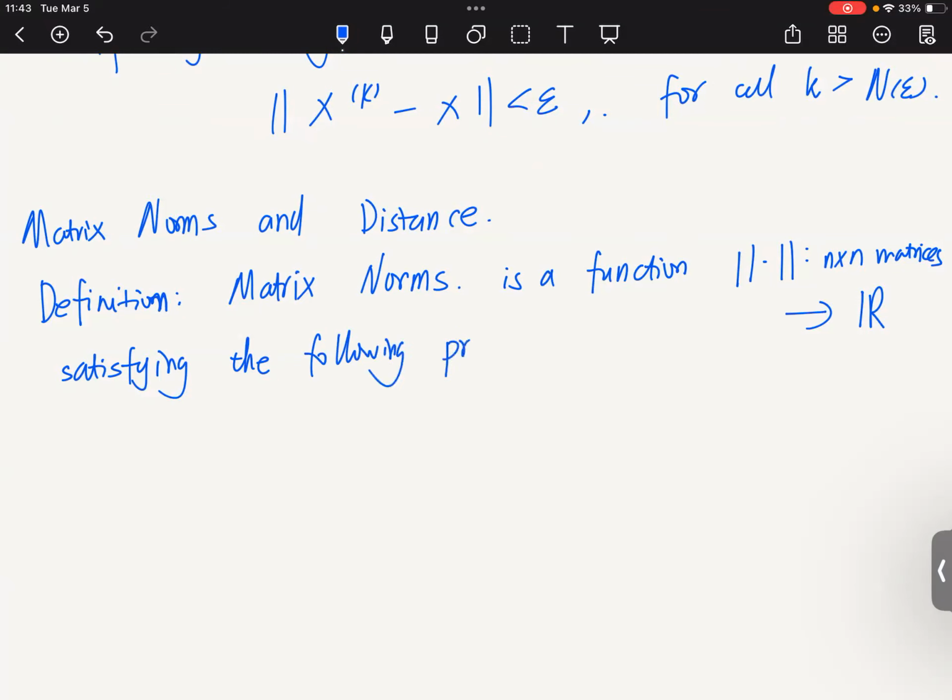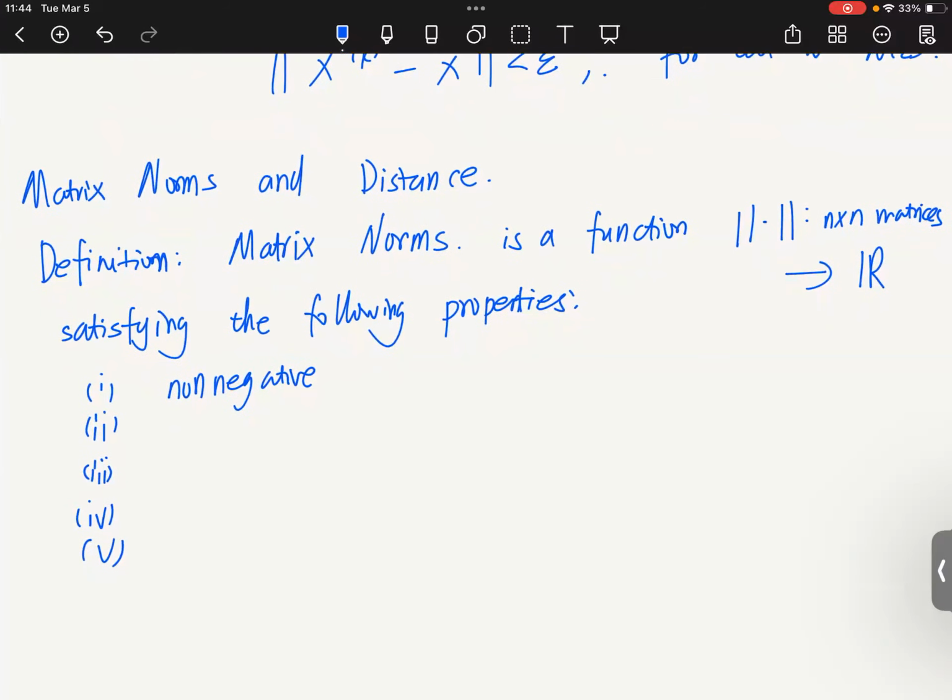We have more properties than for the vector norm. We have five properties: 1, 2, 3, 4, 5. The first one is non-negativity. The second one is definiteness. And the third one is homogeneity.